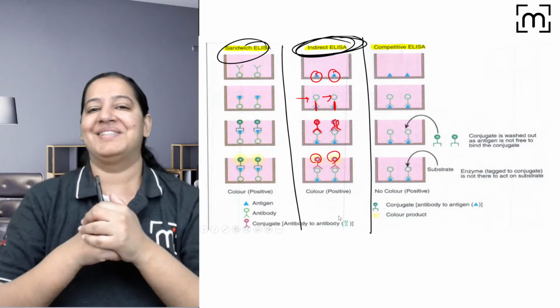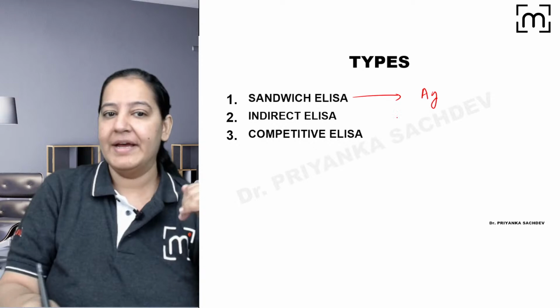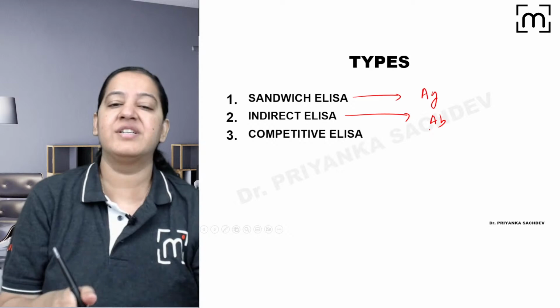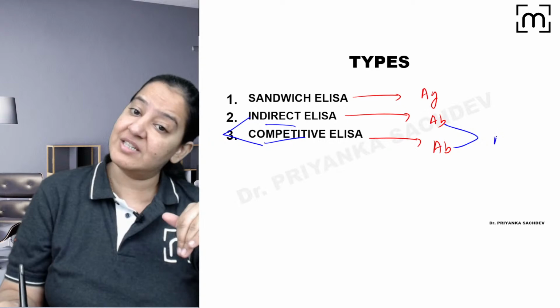Competitive ELISA, the third and the last ELISA. The sandwich ELISA was for antigen detection, so we started with antibody. Indirect ELISA is for antibody detection, so we started with antigen, right? Competitive is also antibody detection. Now you all must have a question in your mind: what is the difference in these two? If both are for antibody detection, in both of them we will start with antigen, the opposite, right? Then what is the difference?